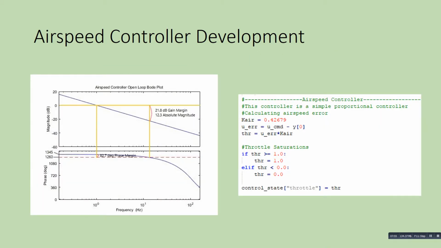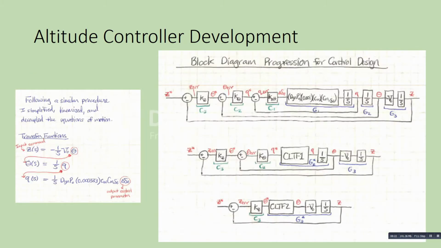Here is the open loop Bode plot for the system. I have 82.7 degrees of phase margin and 21.8 dB of gain margin with this gain, so 0.42679. That is pretty generous. I did it generous because, again, I was trying to keep the bandwidth below 2.5 Hertz. And so in order to do that, I just have really large gain and phase margins. That was the airspeed setup.